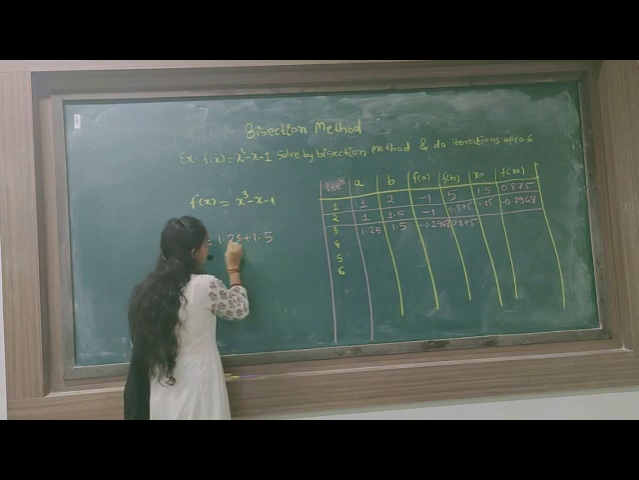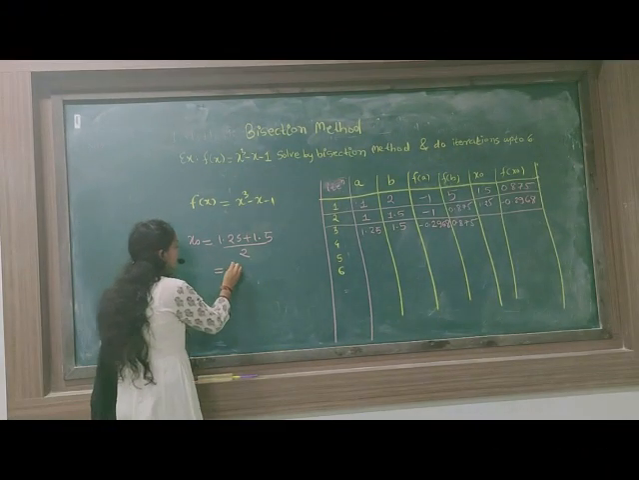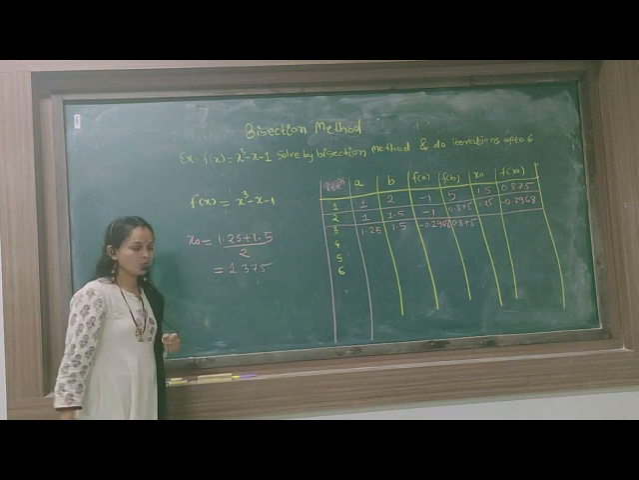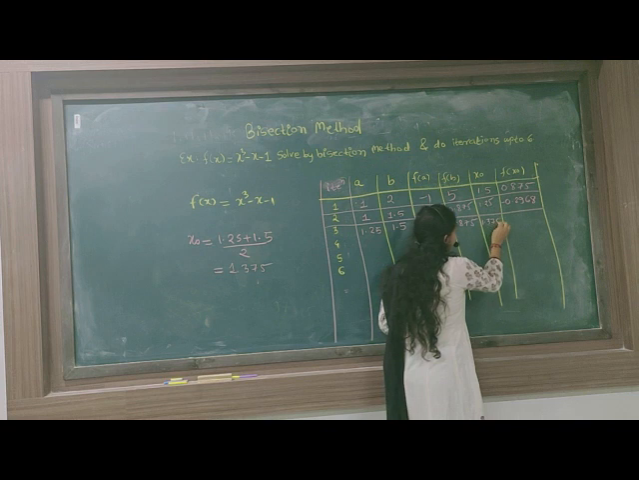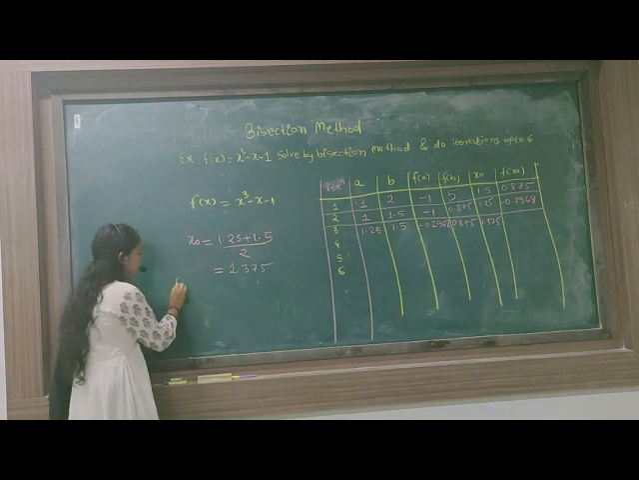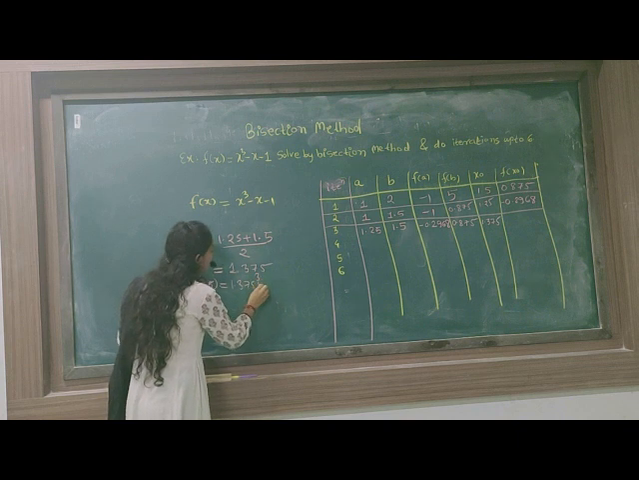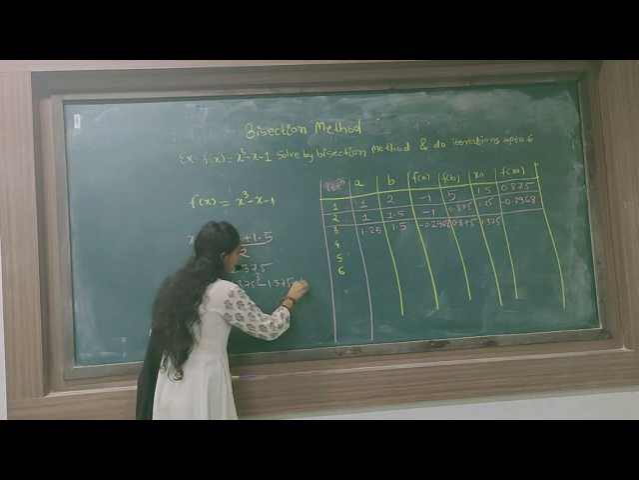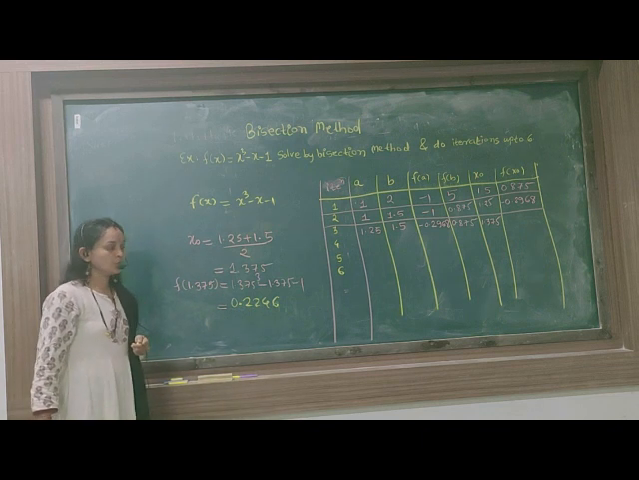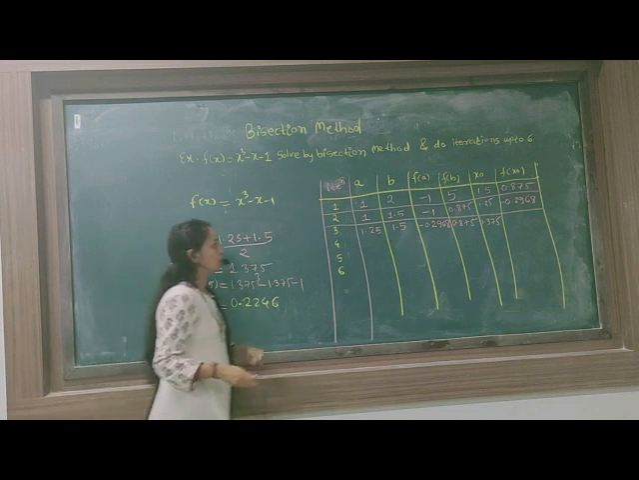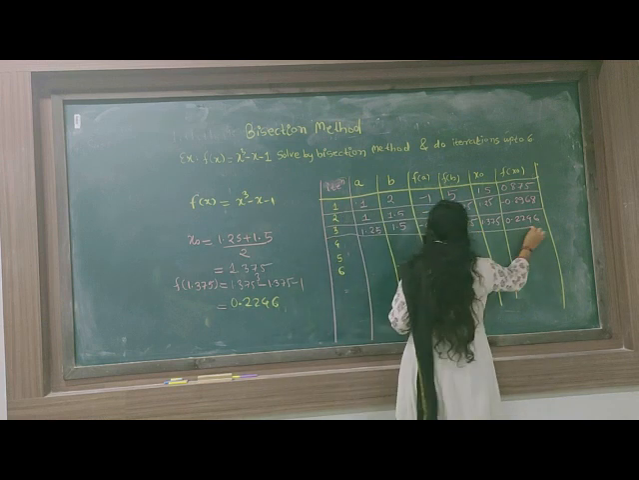x0 becomes 1.25 plus 1.5 by 2, right? So you get the value 1.375. You can quickly write it over here, that is 1.375, and in the same manner you are going to calculate the function of 1.375. So it becomes 1.375 cube minus 1.375 minus 1, right? You get the value 0.2246. So you can quickly write over here, that becomes 0.2246. So in this way you have completed our third iteration.